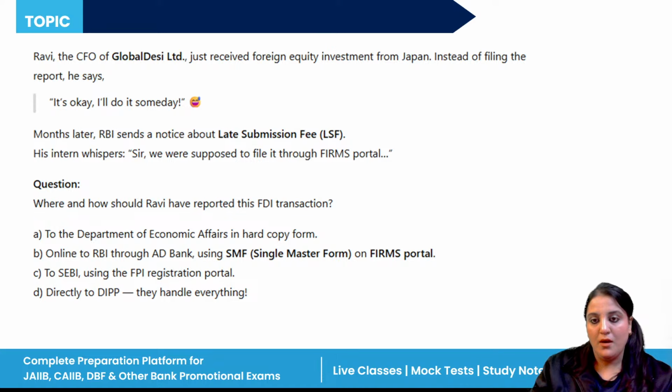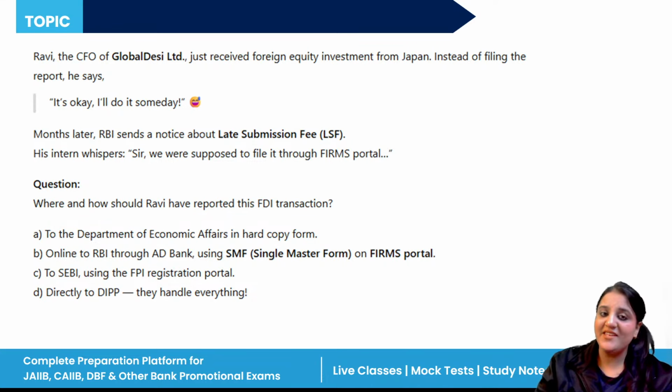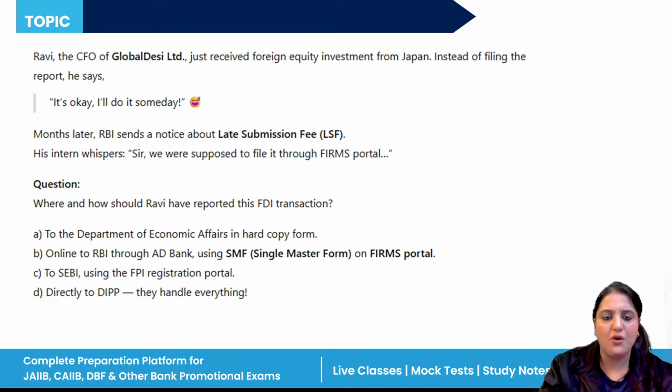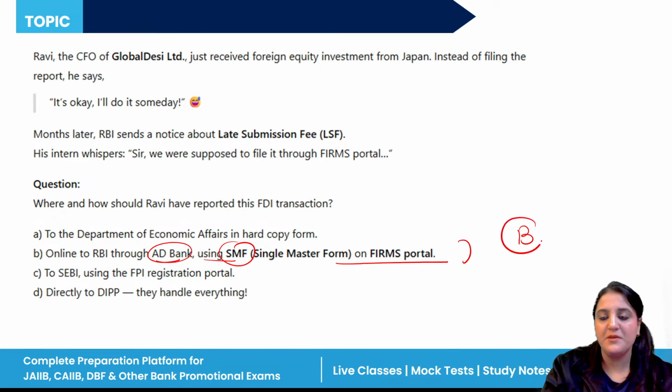Obviously, all FDI reporting, whether it is about new shares, transfers, rights issue, conversion, anything, must be filed online on the firm's portal using the SMF, that is the Single Master Form. And all these filings go to the RBI through the company's authorized dealer bank. So that's why option B we can say is correct: online to the RBI through authorized dealer bank using SMF on firm's portal. So option B is correct.